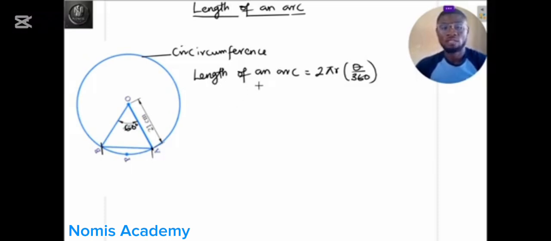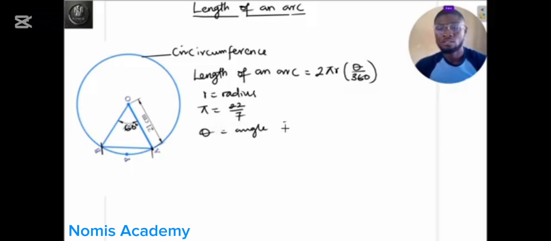The formula has been given. The length of an arc is equal to 2 pi r, where r is the radius of the circle, and you know pi to be 22/7, and you know theta to be the angle subtended by the sector cutting out an arc out of the circumference of the circle. So let us put in the parameters of the formula.